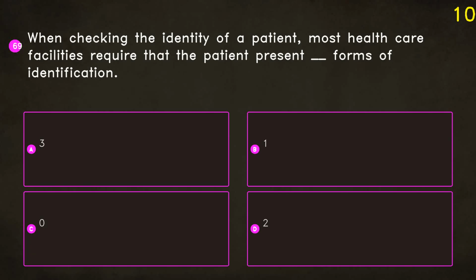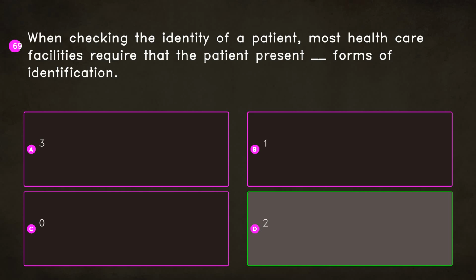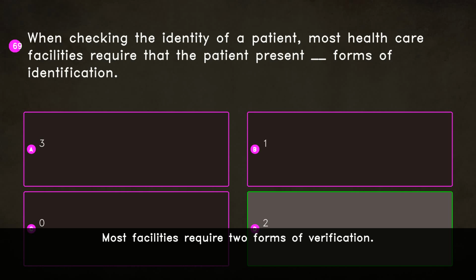Question 69. When checking the identity of a patient, most healthcare facilities require that the patient present blank forms of identification. A. 3. B. 1. C. 0. D. 2. The correct answer is 2. Most facilities require 2 forms of verification.